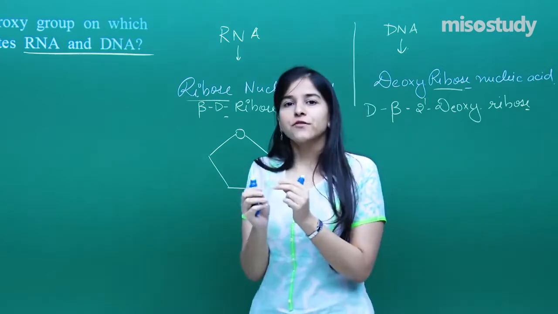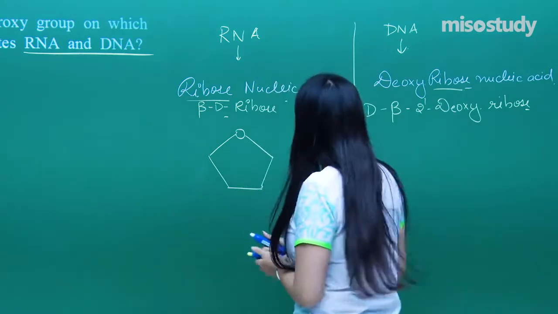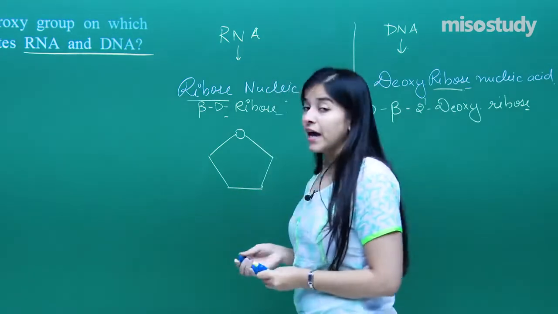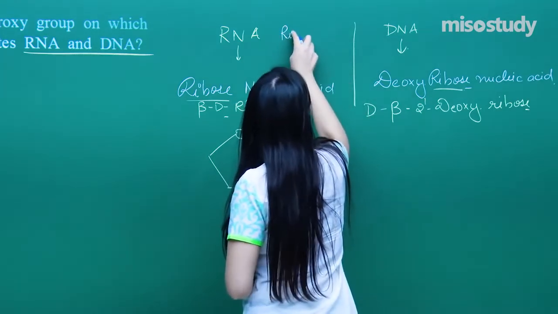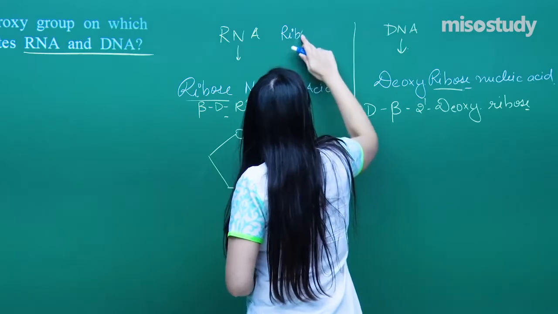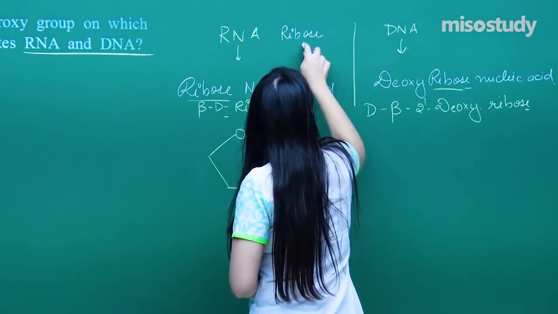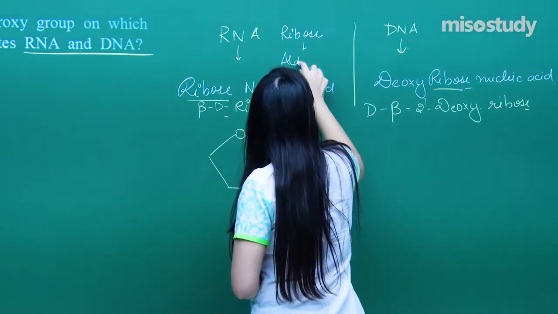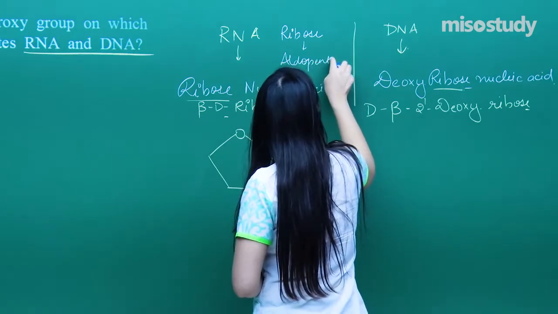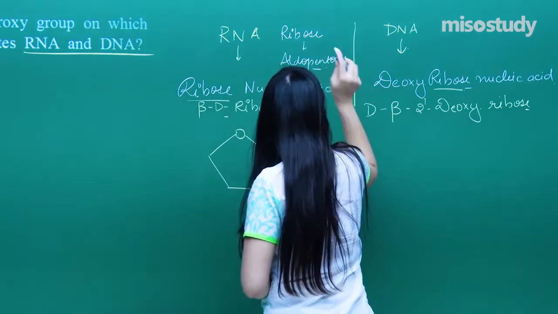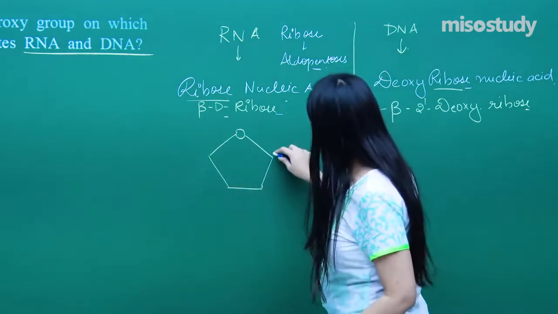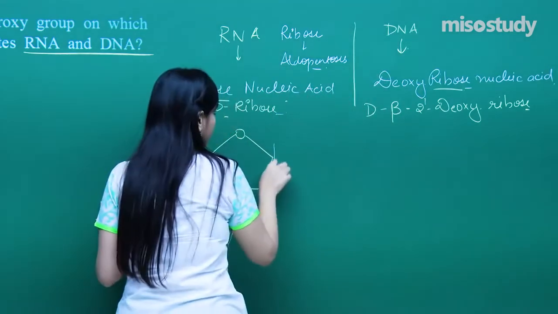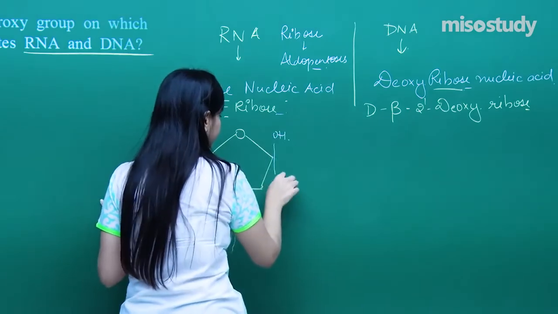So first let us just find out what ribose is. Ribose is an aldopentose, that means having 5 carbon atoms. In the case of beta, that means the anomeric carbon would be having OH towards the upper direction.